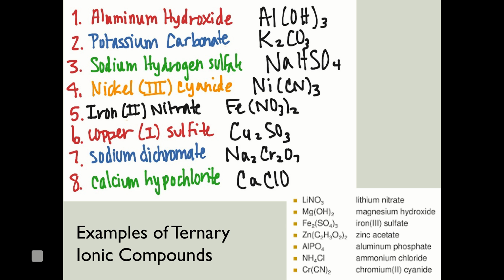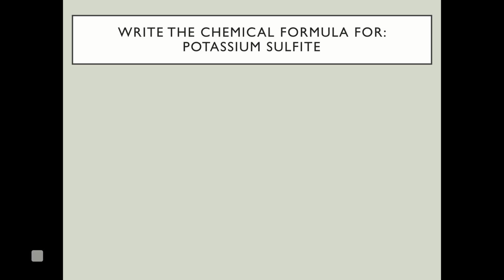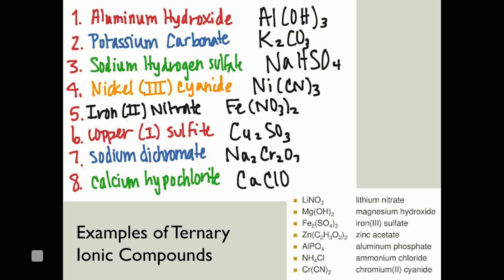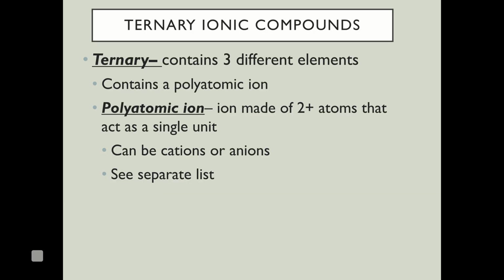So here's a bunch of examples of them, as you can see, where you have 3 elements in it. Now, the writing of these, we follow what everything else has done. The polyatomic ion just keeps its name. So you don't have to do anything special. You just got to pay attention.